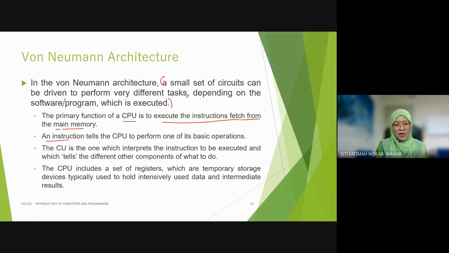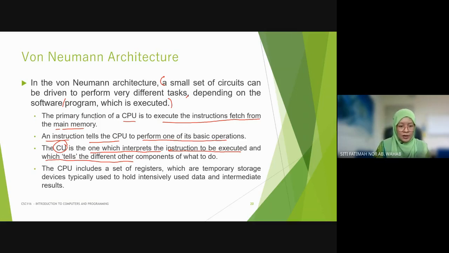An instruction will tell the CPU to perform one of its basic operations. The CU is the one which interprets the instruction to be executed, okay? The CPU already fetched the instruction from the main memory. So the CU will take that instruction, interpret what it wants to execute, and tell the other components what to do.